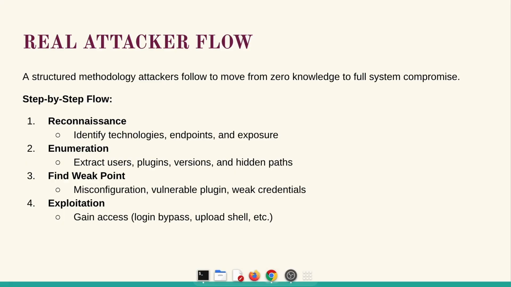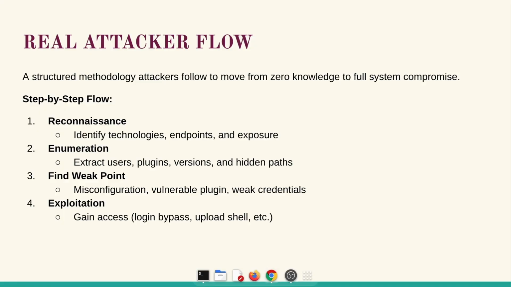Reconnaissance tells us what exists on that site. Enumeration tells you what is weak or not. The weak point tells you where to attack and where to find a way to exploit. Exploit means gaining access to the site. We have to take access, so that we have entered the site and can do anything in it.